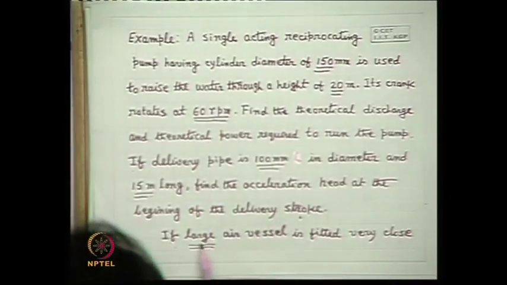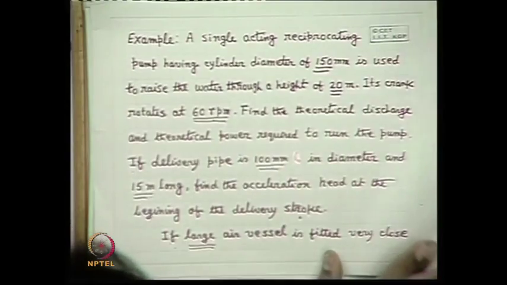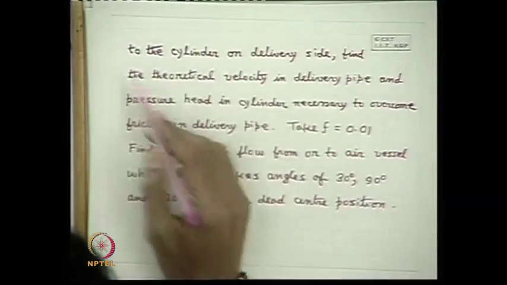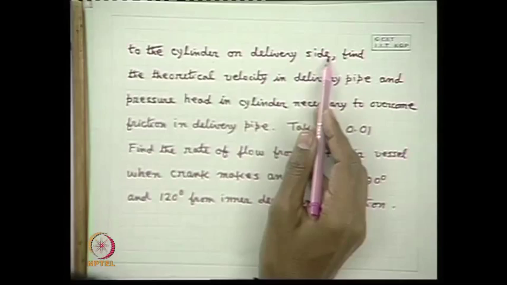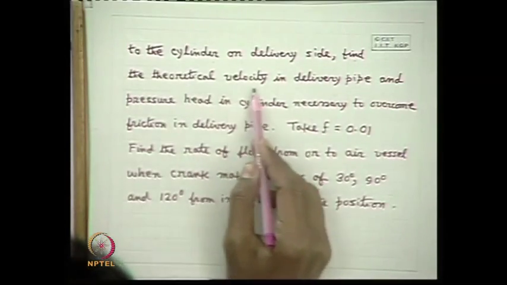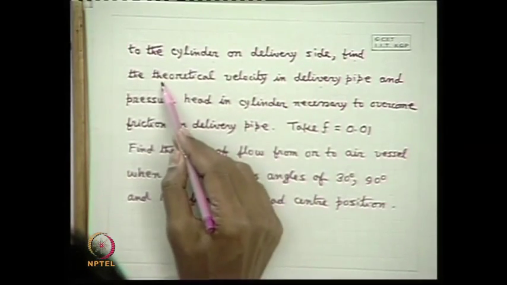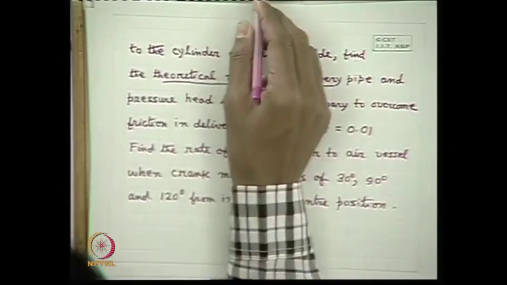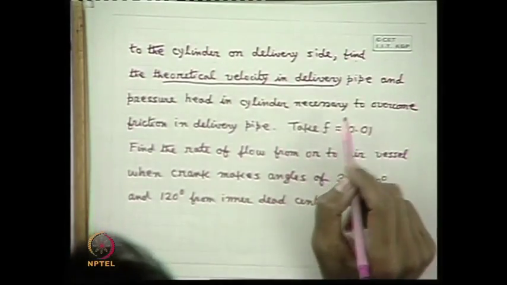So, it does not maintain because of the fluctuation in the air pressure. That is why there is a little fluctuation in the discharge in the delivery pipe from the air vessel connections onwards. Okay, if a large air vessel is fitted very close to the cylinder on the delivery side, very simple. Find the theoretical velocity in the delivery pipe. This theoretical velocity is in no way connected with this large air vessel. This is already known from the swept volume.